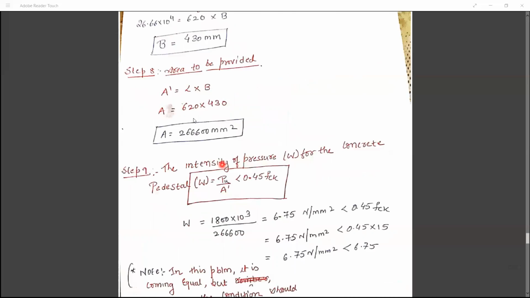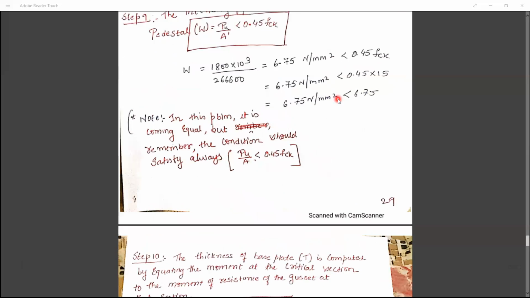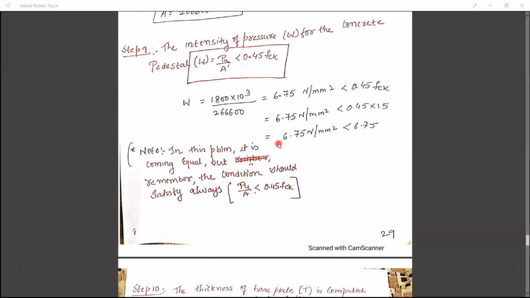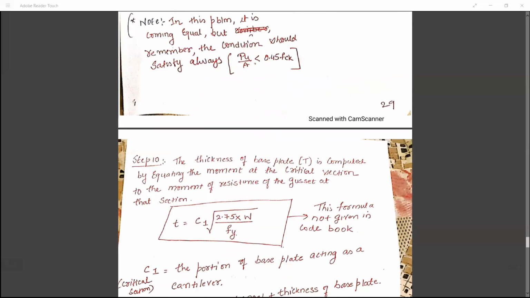So if you want, you can take this area more. You can increase this breadth, width, more. See, in this problem it is coming equal, but remember the condition should always be satisfied. This problem is equal, no need to take and no need to determine further. If this problem is coming equal, then there is nothing wrong in this, if you get it like that.